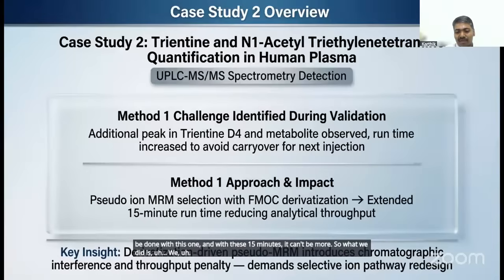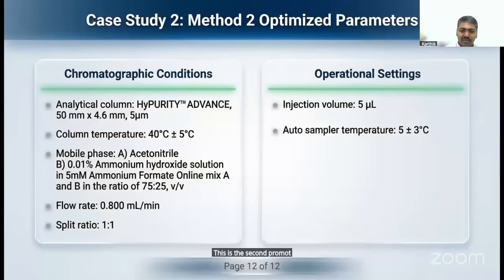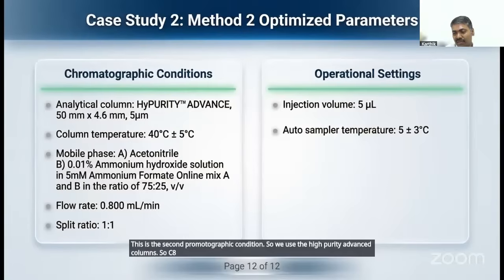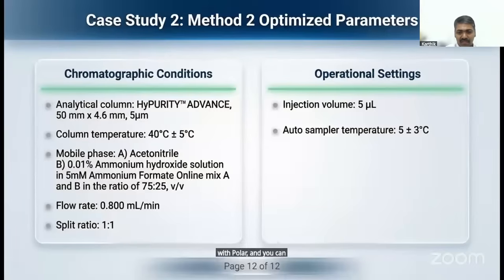So what we did was change the method. We thought of selecting a fragment ion for that parent ion, and we thought of changing the column also. The column was C8. This is the second chromatographic condition. We used high purity advanced columns, a C8 column with polar amide also in this particular column. So we thought of going with the polar amide and checking it out.